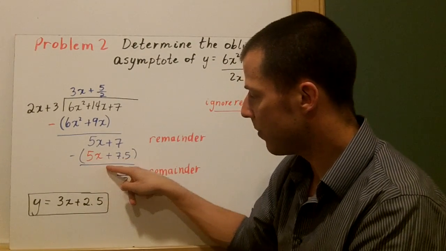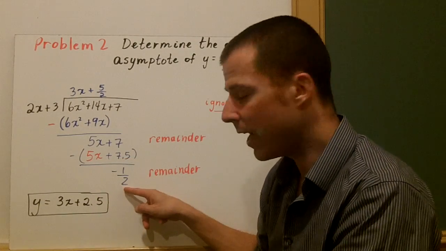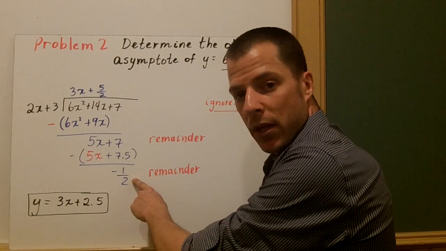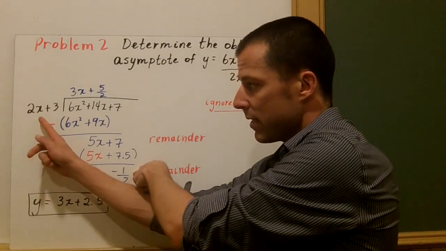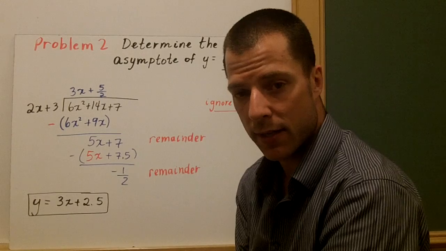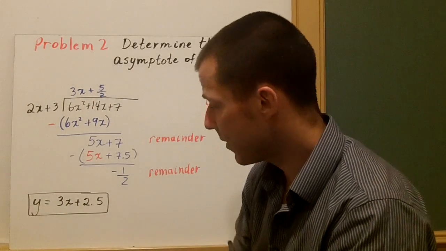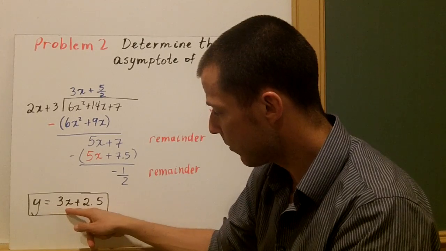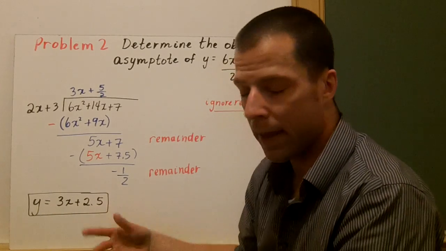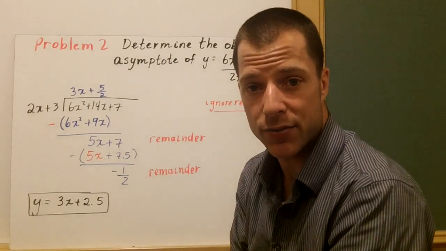So I subtract out both those terms, and I'm left with -1/2. This power on x would be 0. It is less than the divisor, so I know I'm done. So I know that 3x plus 5 halves is my oblique asymptote. So the line y equals 3x plus 2.5. That's my oblique or slant asymptote.